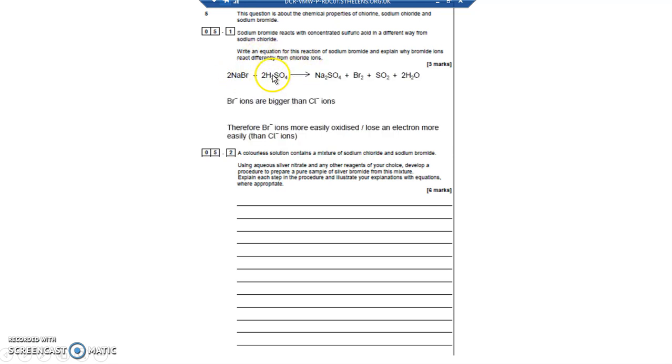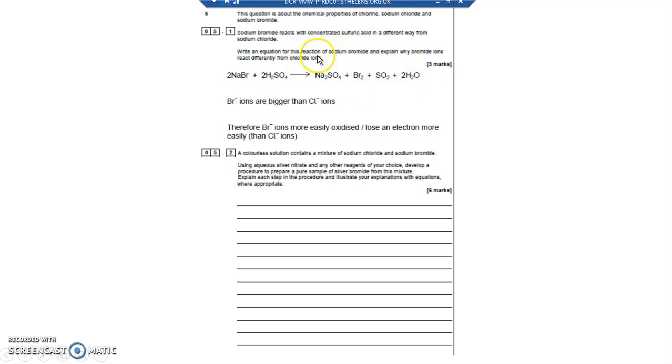So sodium bromide and concentrated sulfuric acid make something called sodium sulfate, bromine, sulfur dioxide and water. Sodium sulfate is Na2SO4, because SO4 is SO4 2-, and sodium's in group 1 so forms a 1+ ion. You'll need two 1+ ions to balance out the 2- charge on the sulfate ion. And you just have to learn that it makes bromine and sulfur dioxide and water.